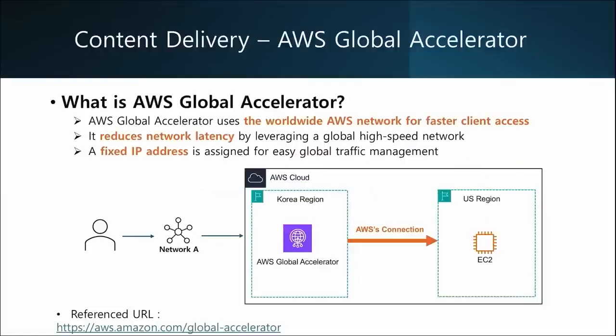Next is AWS Global Accelerator. It is a service that makes client access faster by using the AWS network around the world. This service is not a caching service.